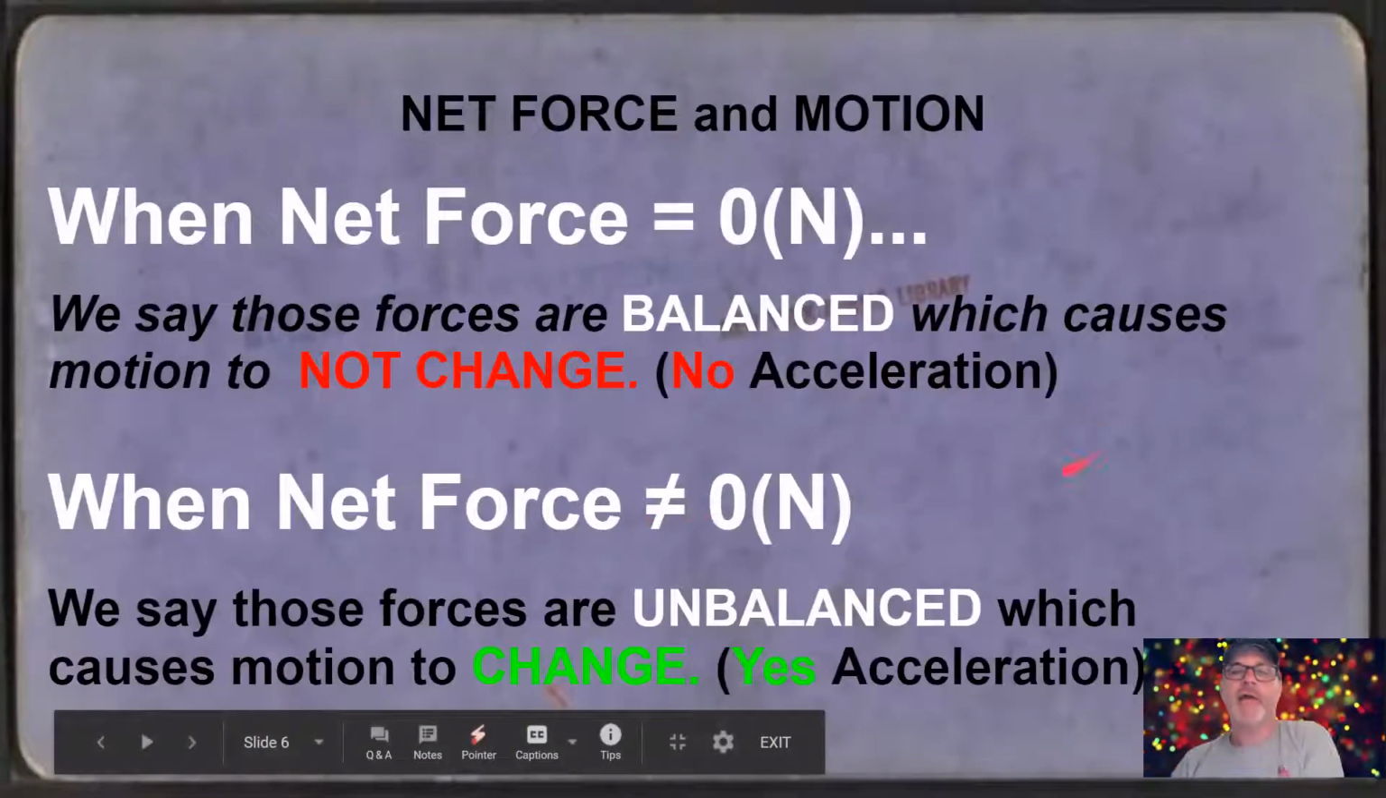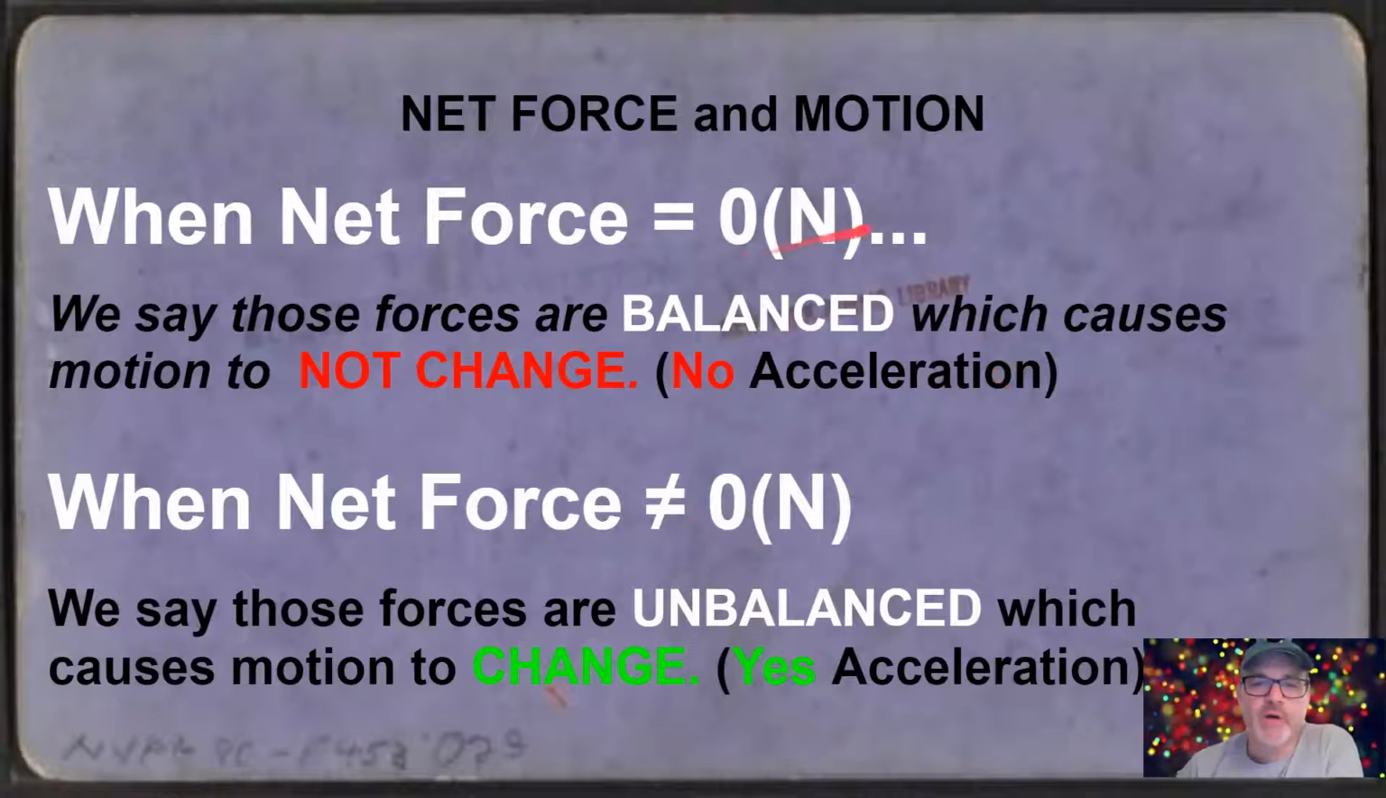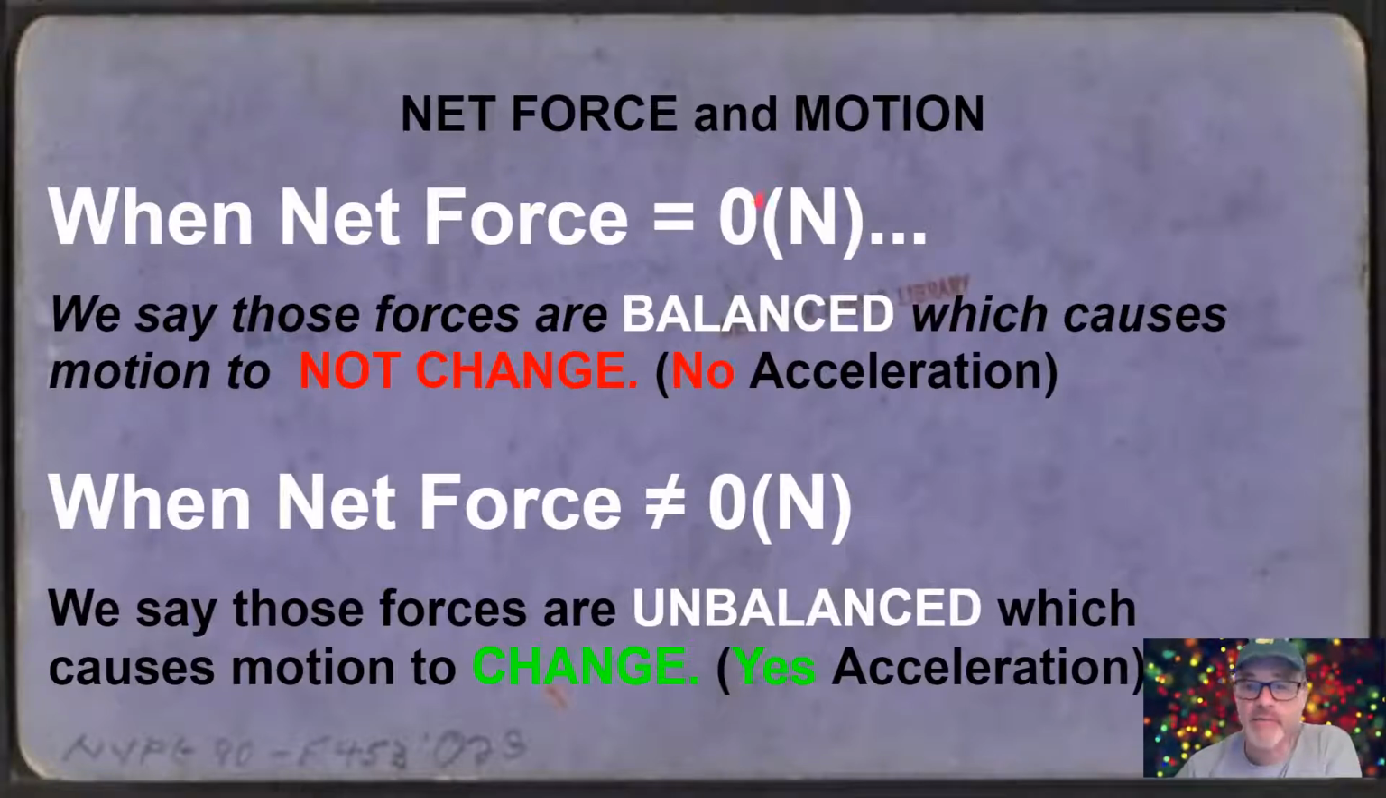So when you add up all the forces, if you get zero, then we say those forces are balanced, which causes motion to not change at all. Whatever the object was doing, it's going to keep on doing that. There's no acceleration. So again, add up all the forces. If it's zero, the object's going to keep doing that.